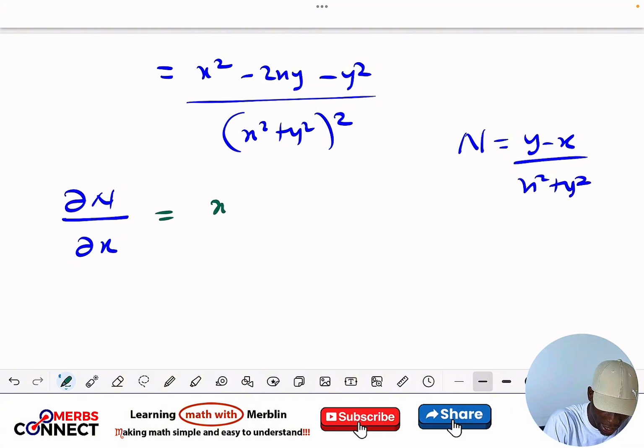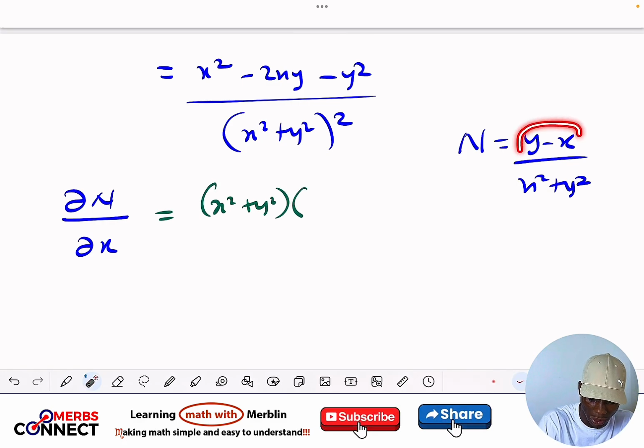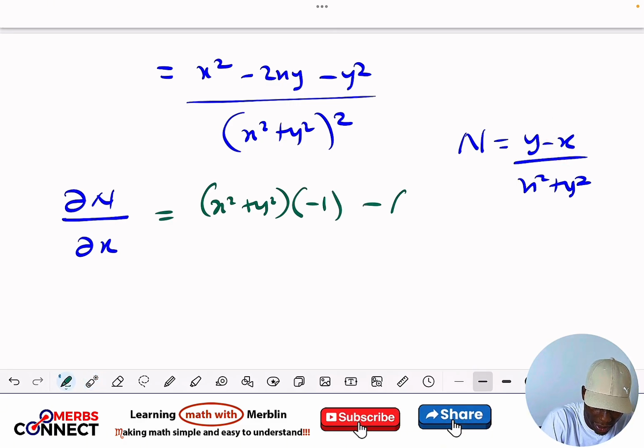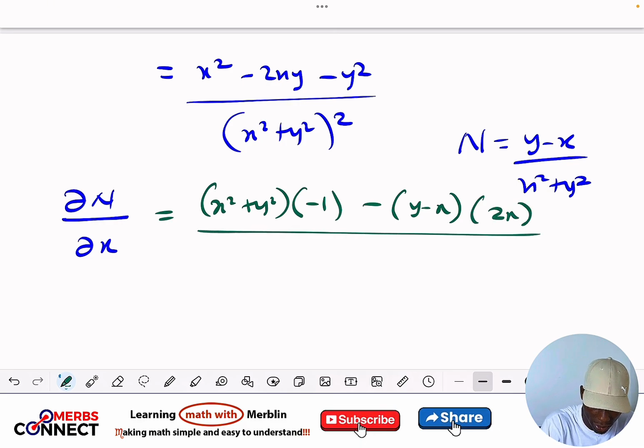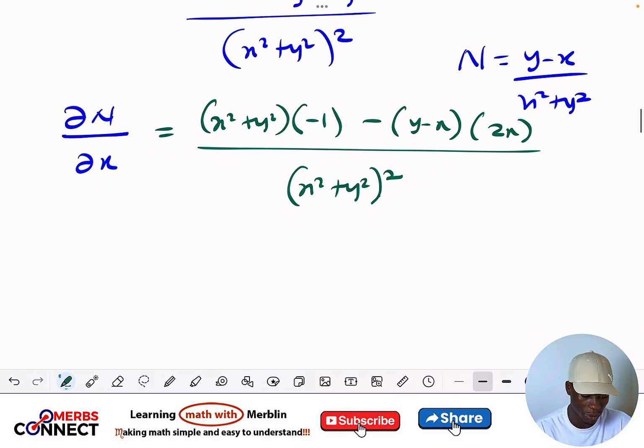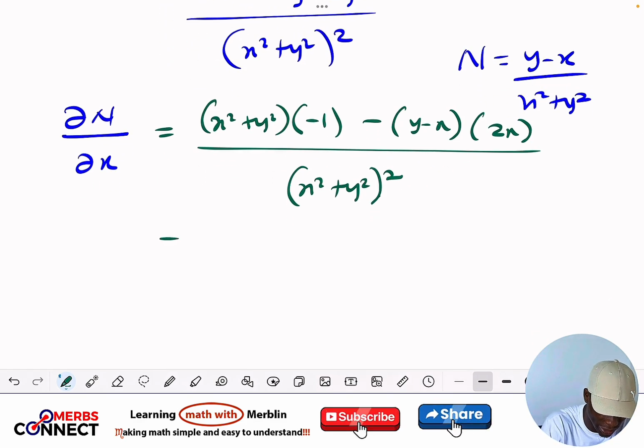So go through the same process. Maintain the denominator x squared plus y squared and differentiate the numerator, but now we are going with respect to x partially. So when I differentiate y, 0. When I differentiate minus x, I'm going to have minus 1 minus, now maintain the top and differentiate the down. When I differentiate x squared, I'm going to get 2x, but when I differentiate y squared, I'm going to get 0. Then divided by the denominator squared. So that's what I'm going to get. Let's try and simplify and see if we are going to get the same thing.